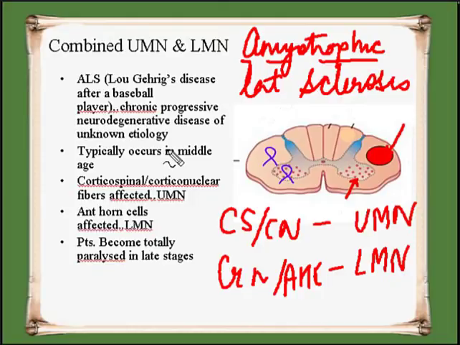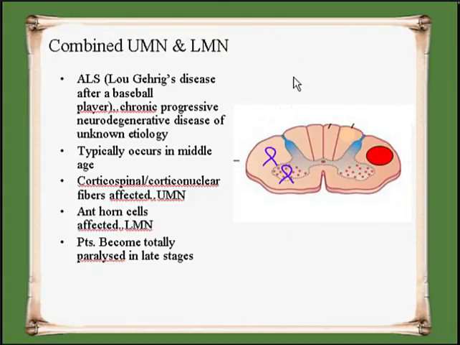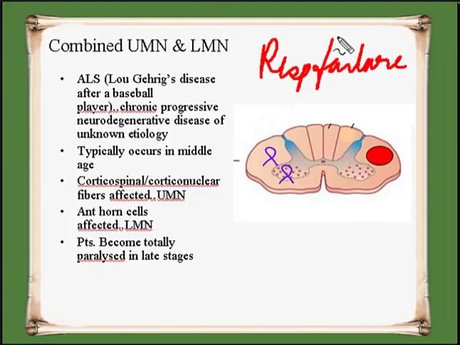Most of the time, the cranial nerve nuclei are involved, and that's why you get signs of dysphagia. Sometimes you might have respiratory failure, and if respiratory failure occurs, this is due to paralysis of the diaphragm, so if it involves the cervical region. And usually patients have wasted muscles, they have very thin arms and legs.